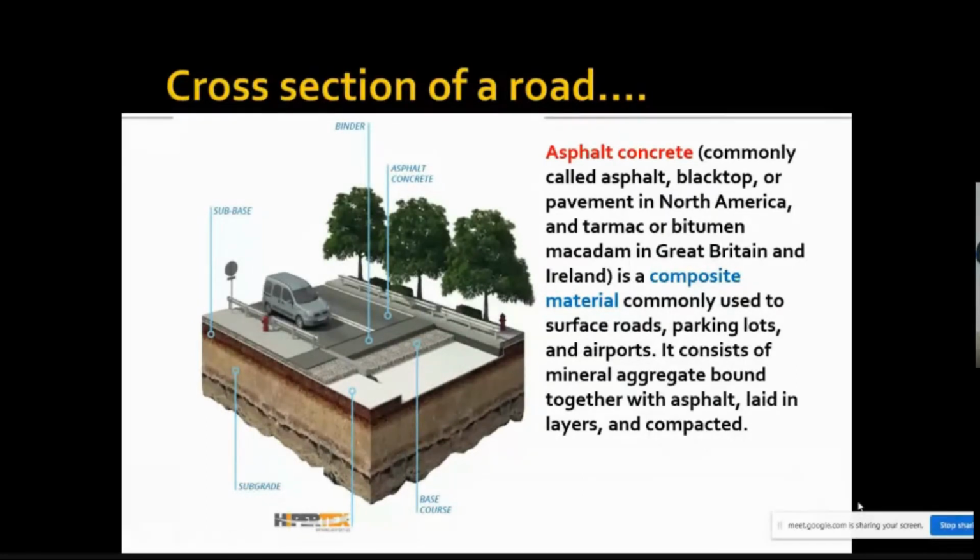Asphalt concrete, commonly called asphalt concrete. Asphalt is the binder on top, normally black in color. Black top, it has tar mixed in, tarmac or bitumen macadam in Great Britain and Ireland, is a composite material commonly used for surface. On top there is the surface. It's either rigid road or flexible road. Normally on top we use asphalt concrete. And if you drive a car, you can actually feel it, whether it's a rigid road or flexible road. We will go through that shortly.